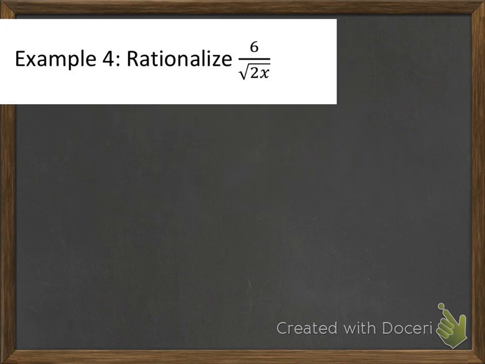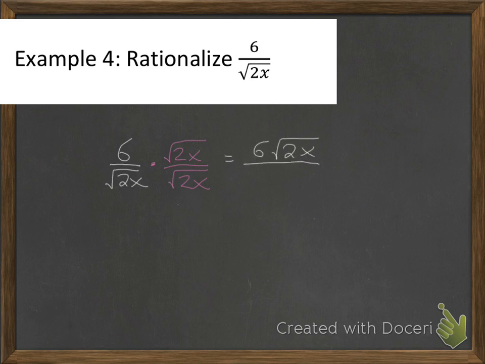How about this one? 6 divided by the square root of 2x. So again, we multiply both numerator and denominator by the square root of 2x. So in the numerator, we get 6 times the square root of 2x, and in the denominator, we just get 2x. Look at this expression for a minute and see if you see anything else we can do. Do you notice that we have 6 divided by 2?